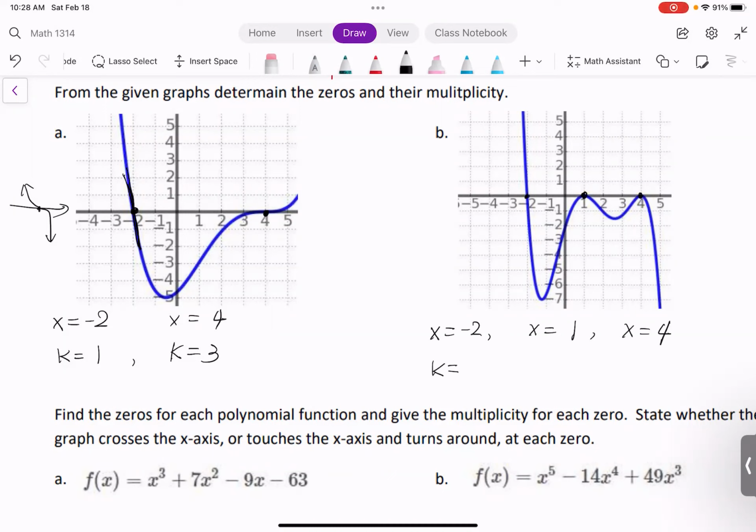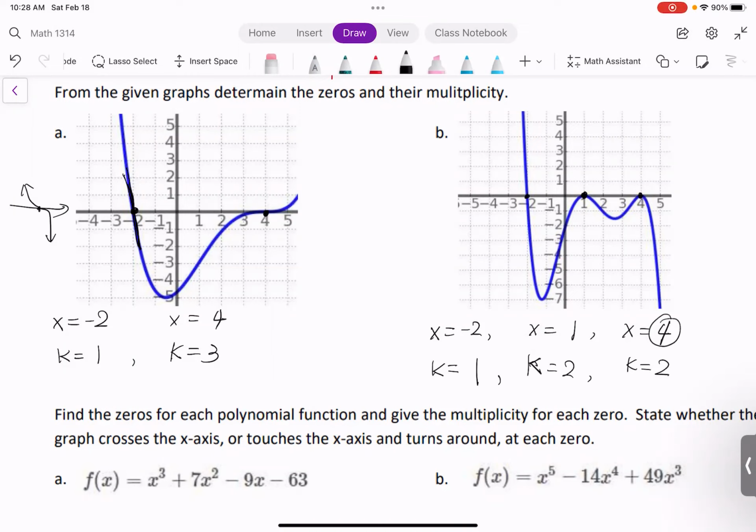K for the first one is, the graph goes across it without any curve. That means k equals 1. And at the point x equals 1, it touches and bounces off, so k equals 2. And the last point, x equals 4, touches and bounces off, k equals 2.